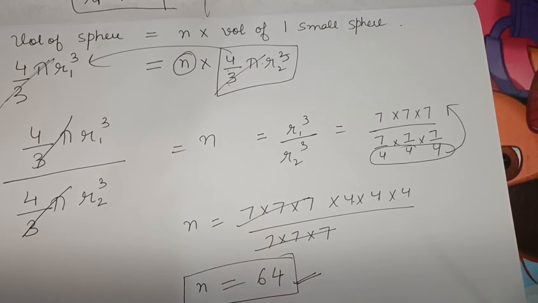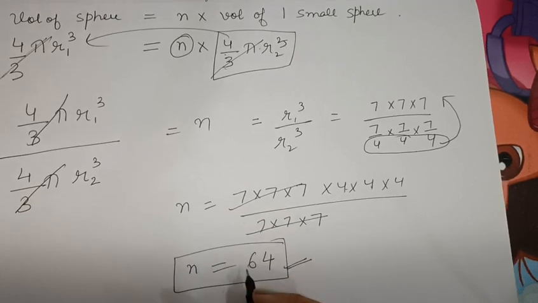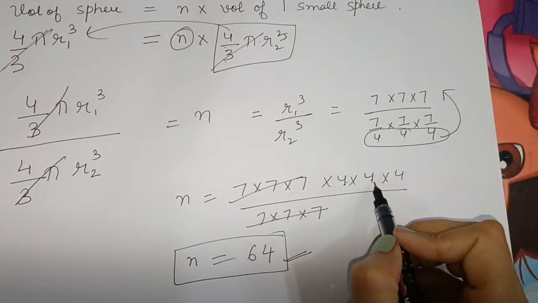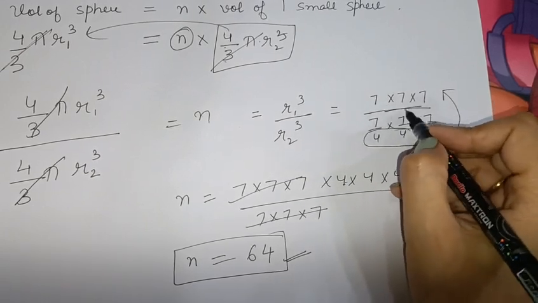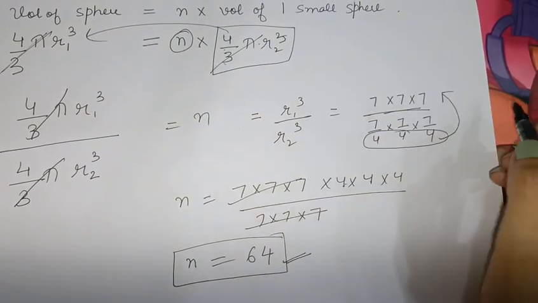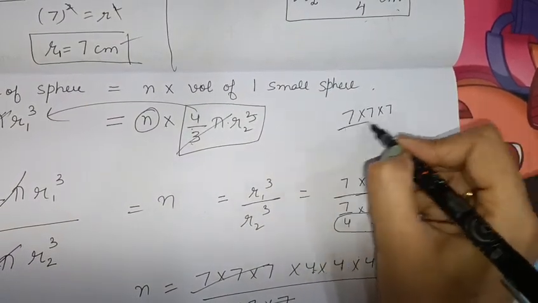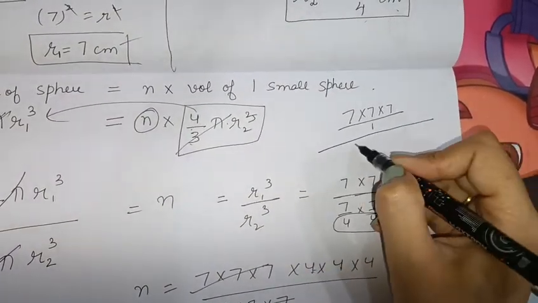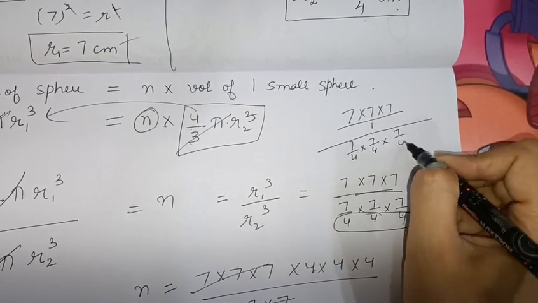Write that sentence also: the number of spheres formed is equal to 64. So 4 into... why does this go? See, this is 7 by 7, this is actually 7 into 7 into 7 by 1, and this is 7 by 4 into 7 by 4 into 7 by 4.